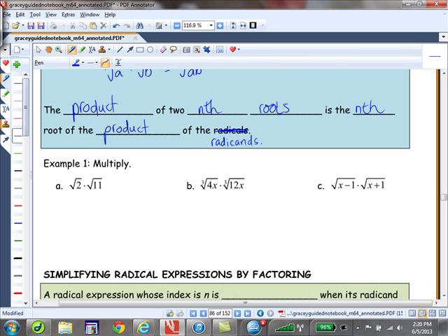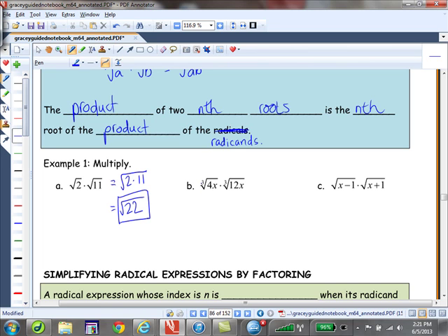Next up, with this one, you check to make sure the index on each radical matches. So remember, this is a square root, this is a square root. They're being multiplied, so you can write them as one happy square root with that product of the two radicands, which ends up giving us 2 times 11, that's using our rule, which gives us an end result of the square root of 22.